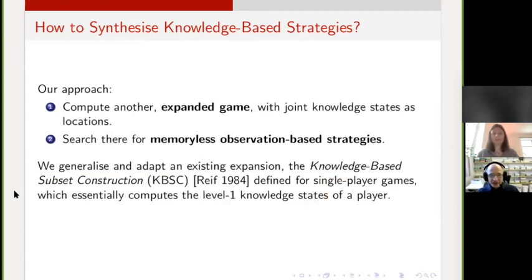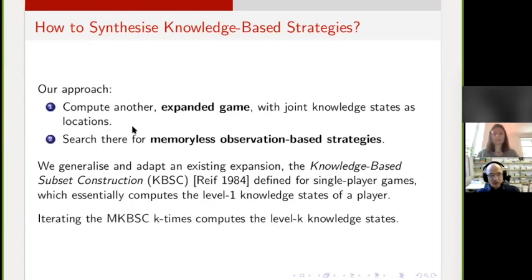And then when we generalized, this generalization was proposed by Edvin Lundberg, my master student 4 years ago. It turns out that the big discovery that he made was that this generalized, multiplayer knowledge-based subset construction, you can iterate it. And when you iterate it k times starting from a game, essentially in the expanded game, the nodes will contain the joint level k knowledge of the players. So that was the big discovery of Edvin, that this generalized construction essentially computes level k knowledge of the agents.